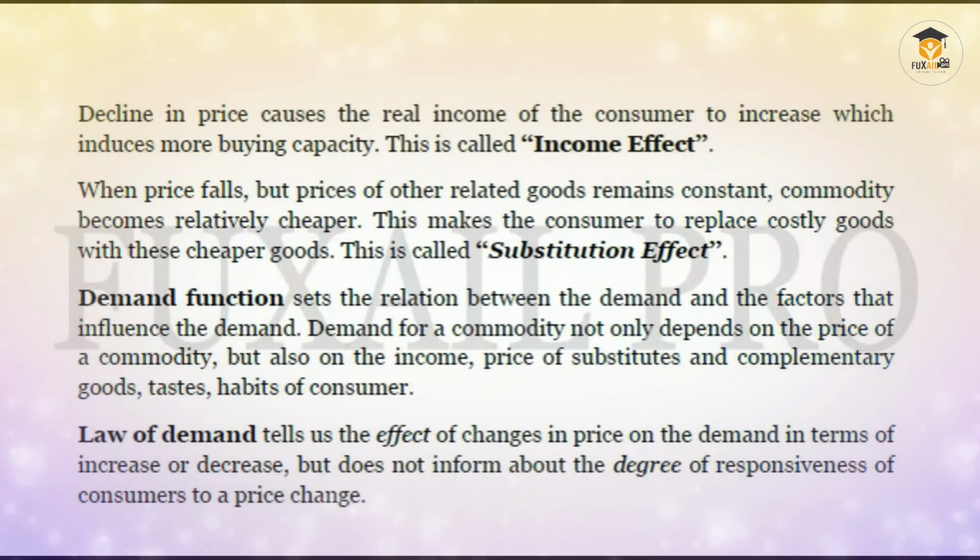Demand function sets the relation between the demand and the factors that influence the demand. Demand for a commodity not only depends on the price of a commodity, but also on the income, price of substitutes and complementary goods, tastes, and habits of consumer. Law of demand tells us the effect of changes in price on the demand in terms of increase or decrease, but does not inform about the degree of responsiveness of consumers to a price change.